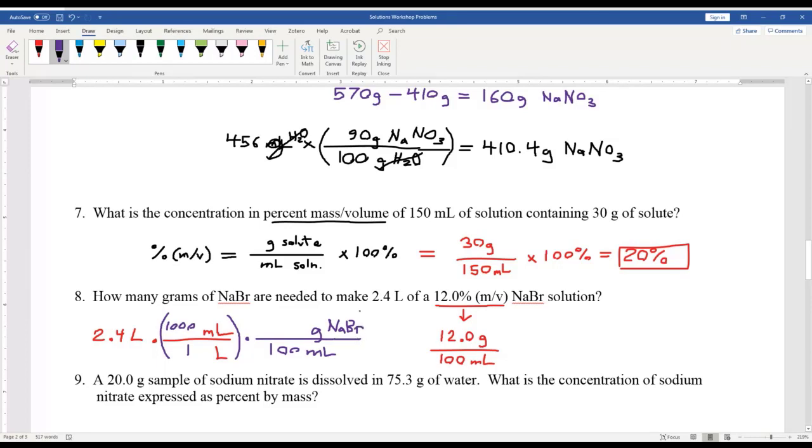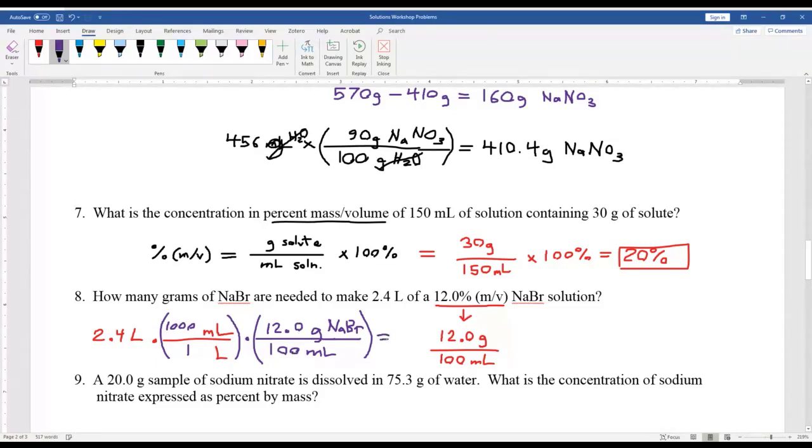And how many grams is it going to be? What do you think? Yep, 12.0. It's 12%, so it's 12 grams per 100 milliliters. 12.0 grams per 100 milliliters.